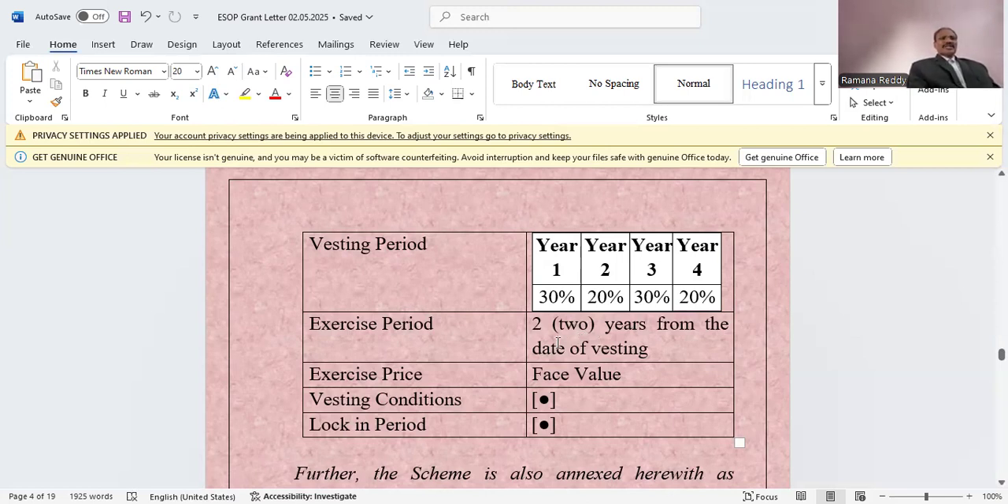After 2 years, all will lapse. So in 2 years, happily he can exercise as per his money availability. And after the second year, again he will get the next portion, again he will have 2 years. Third year, again after vesting, he will get 2 years.